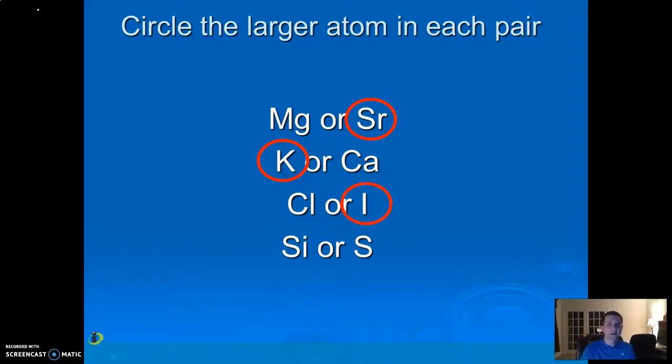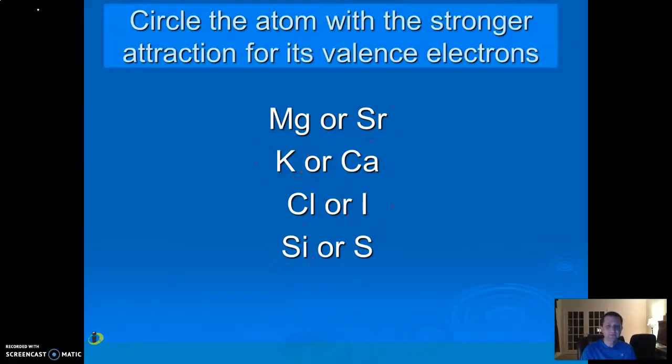Chlorine or iodine. Iodine is in period 5, and chlorine is in period 3. So iodine has 5 levels, chlorine has 3. Clearly iodine is bigger. And then silicon or sulfur. Silicon is larger because it's further to the left. Okay, take a second and do this then. Circle the atom with the stronger attraction. Give you a second to do that and we'll go over it.